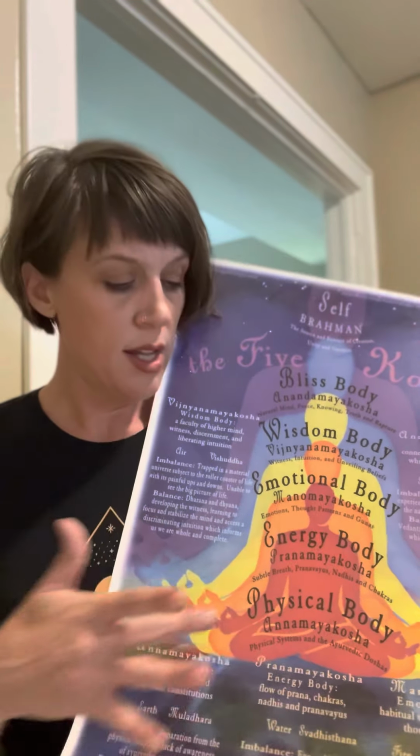The first is our physical body, our Annamaya Kosha, we call it, our physical food body. And this is everything from our nervous system, the actual cells, our gut body, our food body, our cellular body, right?